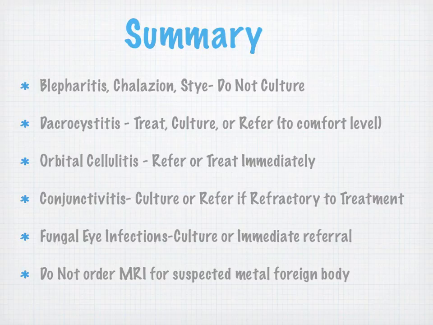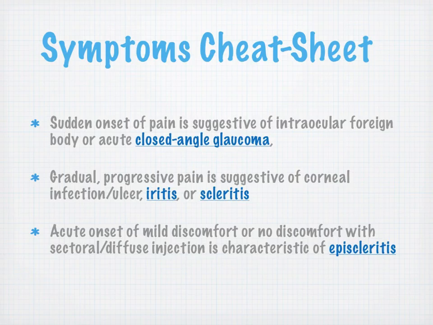Conjunctivitis, culture or refer if refractory to treatment. Fungal eye infection, culture or immediate referral. And then do not order an MRI for suspected metal foreign body. This is where we normally end our fun together, you and me. But I'm going to go ahead and give you a little three-slide symptoms cheat sheet for conditions of the eye, because they're incredibly difficult to remember.